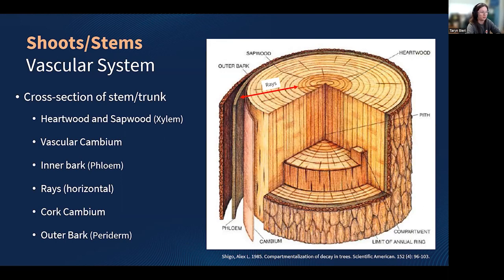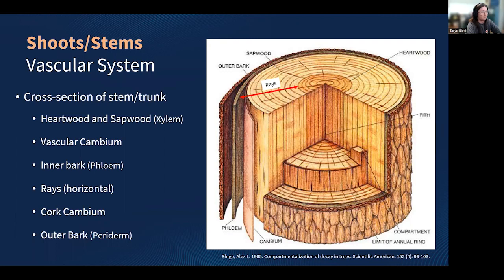And then just outside of that vascular cambium is the phloem, also known as the inner bark. The zone moves photosynthate, or the sugar produced during photosynthesis in the crown, down through the tree to the roots and into the sapwood to store over winter.